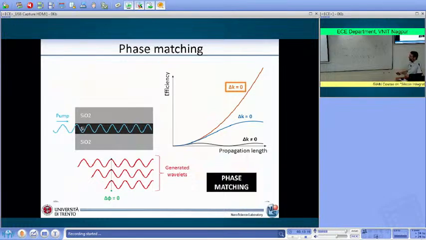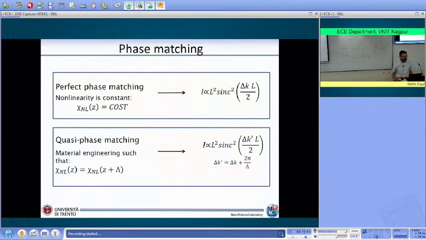If I do not satisfy this condition, I do not have any generation because of the destructive interference. And therefore, you see how critical it is to fulfill this condition. If the condition is satisfied, the intensity is increasing. If the condition is not satisfied, the intensity goes to 0. And so what I'm trying to get is a perfect phase matching condition.